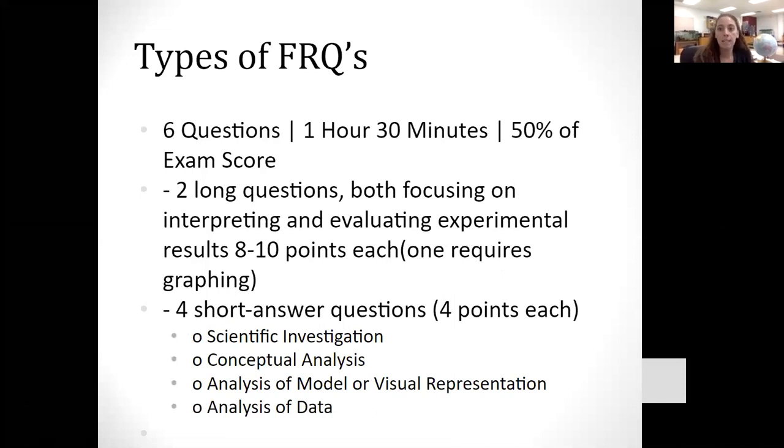So on the AP Biology exam, there are 6 FRQs. You'll have 90 minutes and it counts for half of your exam score. There are 2 long questions focusing on interpreting and evaluating experimental results. Those are going to be between 8 to 10 points. And then 4 short FRQs. Those are each worth 4 points each, dealing with the concepts of scientific investigation, conceptual analysis, analysis of a model or a visual representation, or analysis of data.